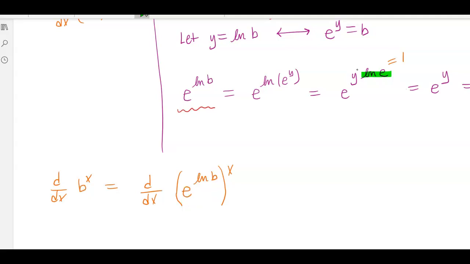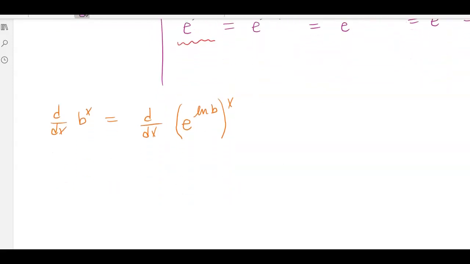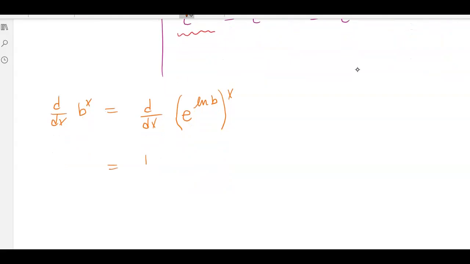When you have an exponent raised to an exponent, you multiply the two items together. So for example, if I had 2 to the third power to the x power, we would write this as 2 to the 3x. The exponent and the exponent get multiplied. So that's what I'm going to do. I'm going to multiply the natural log of b and the x together. So e to the natural log of b multiplied by x.